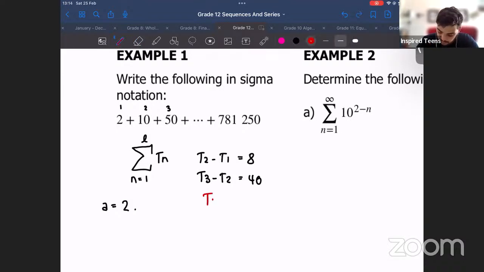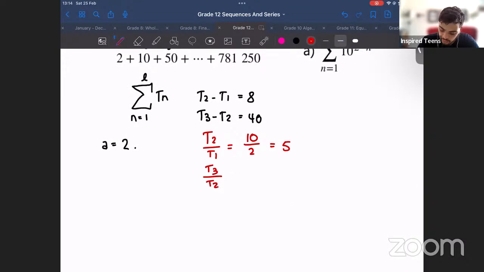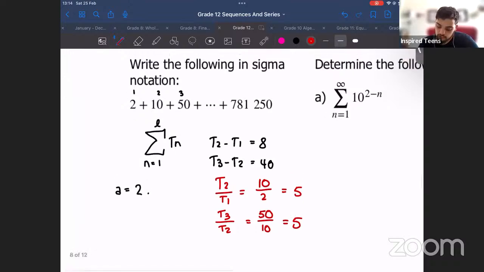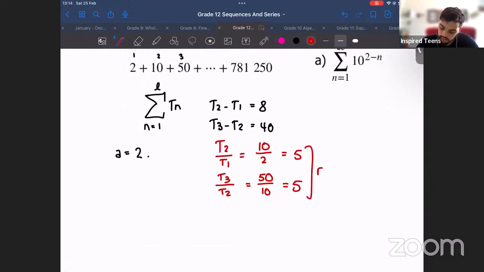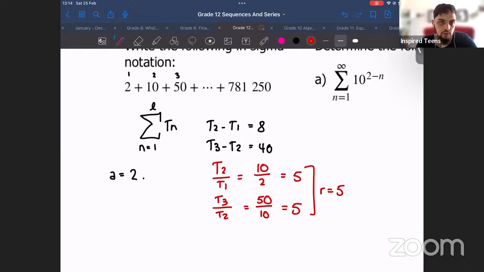Let's say T2 over T1. That's 10 over 2, that's 5. Let's try T3 over T2. That is equal to 50 over 10, and that's 5 as well. So now we've analyzed and we've said that it's geometric. So we know that R is 5. We know that the value of R is 5. That's how you decide: is this arithmetic? Is it geometric? And you take it from there.